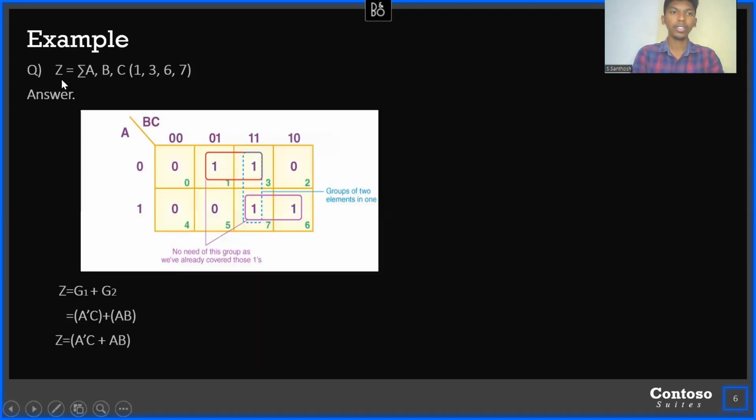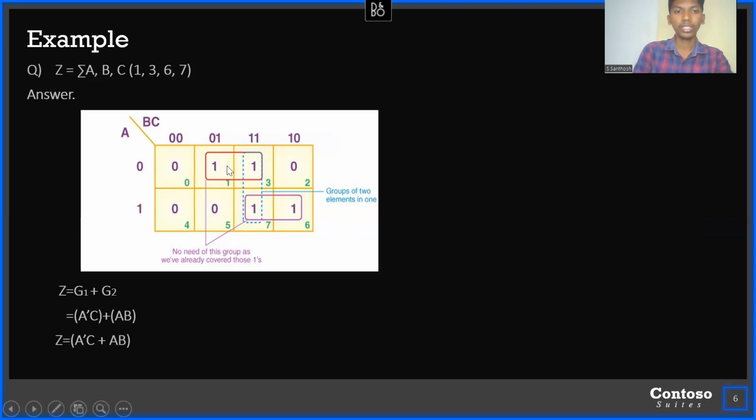So there's an example given over here, a Boolean function that says z equals summation of ABC. Summation in the sense min terms. So we'll be grouping ones, and all the values given over here are 1, 3, 6, and 7. So only 1, 3, 6, and 7 will be given the values of 1, and the rest will be given the values of 0. You can see that the pairing is done for 2 because you cannot have 8 values grouped over here, nor 4. So we are going for 2, that is pairs or dual.